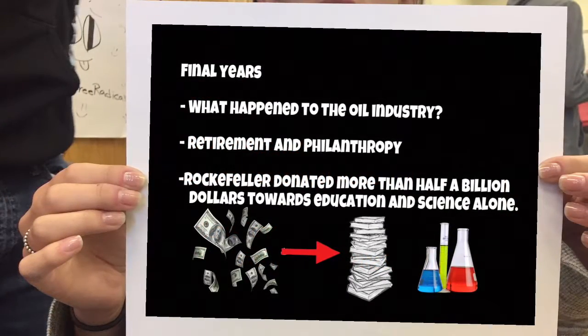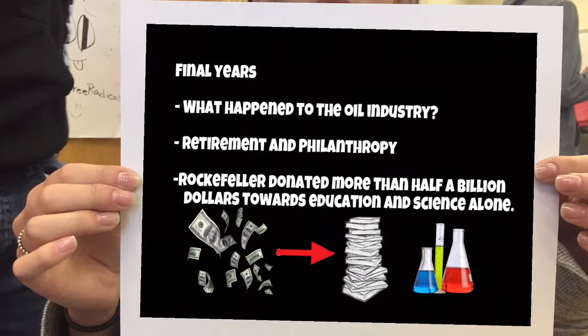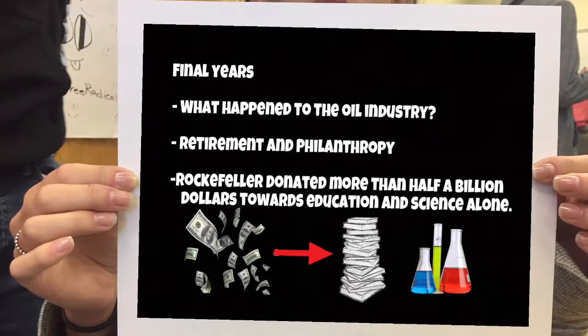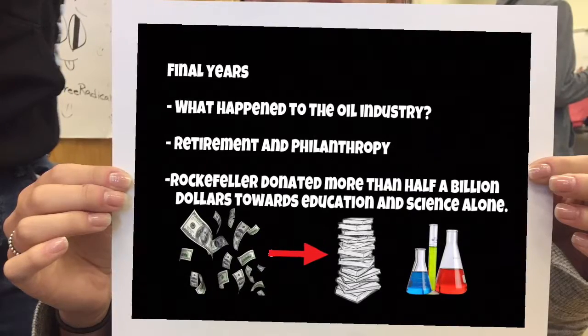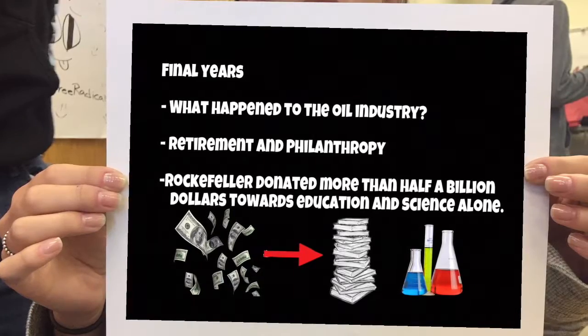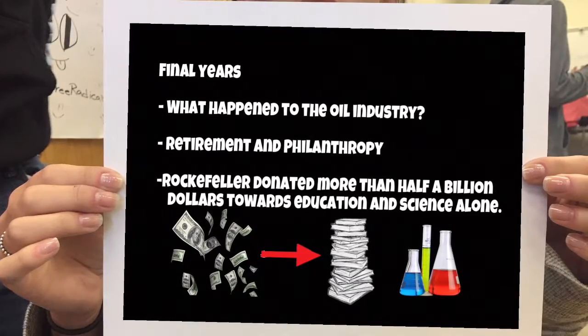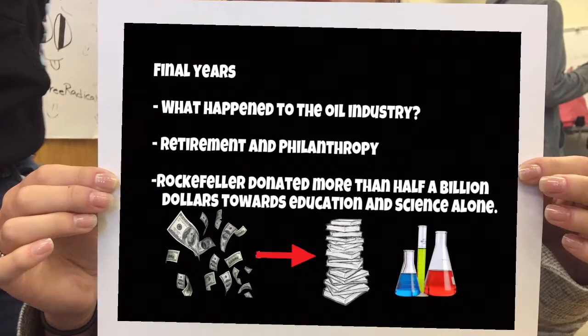Final years. After Standard Oil broke up, 34 smaller companies formed in its place. These would later become Exxon, Mobil, and Chevron. Rockefeller was left with a net worth, in today's money, of $660 billion. Rockefeller retired from the oil business in the 1890s, became a philanthropist, and gave away the bulk of his fortune.